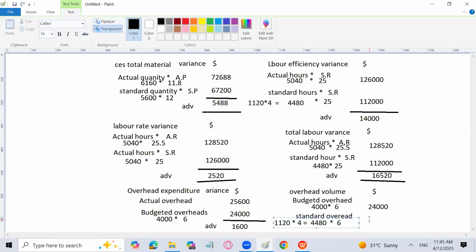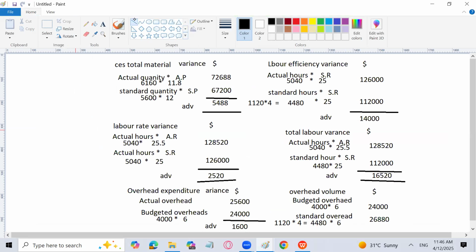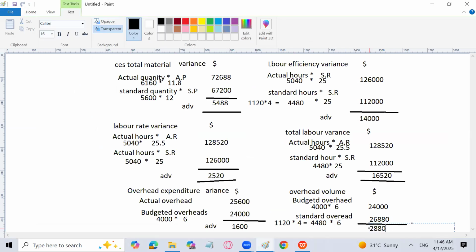So what is the amount? Can you tell me? 4480 into 6. So 26880. And if you see, this will come negative. Negative means this is going to be adverse. And how much is it adverse? 2880. Adverse is the answer.